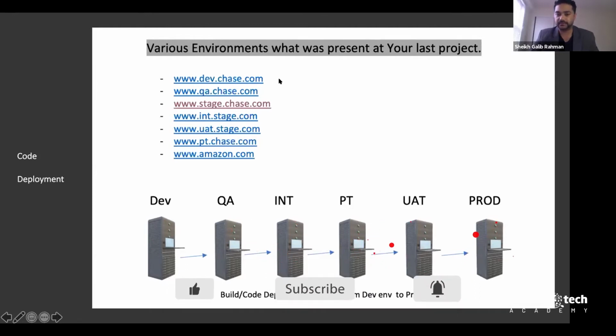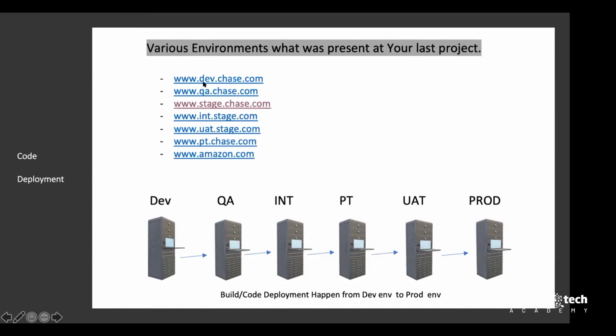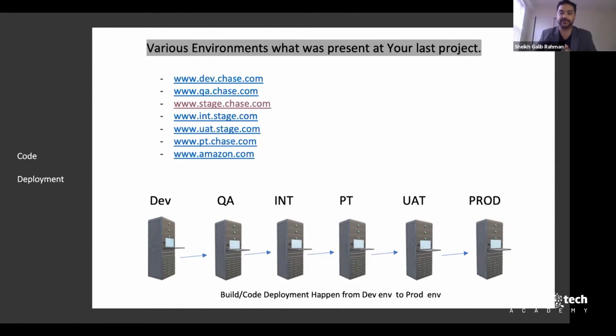And they will have a URL called www.dev.chase.com. They're not going to have chase.com, they're going to have dev.chase.com. And then the QA engineers will have one for qa.chase.com. UAT guys will have uat.chase.com. This is how the different environments will be set up.